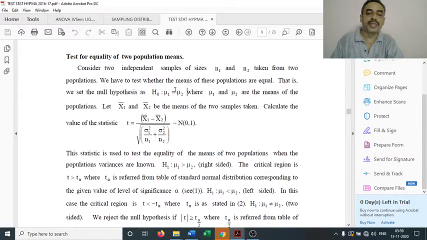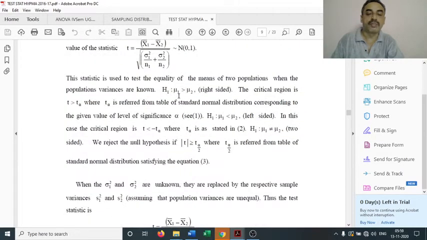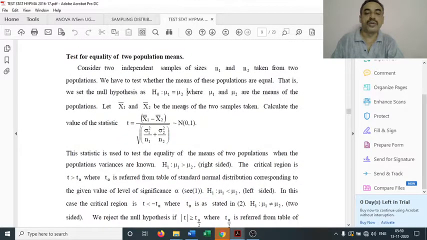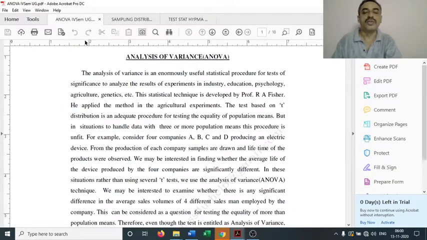One is where the population standard deviations, sigma1 and sigma2, are known; second is sigma1 and sigma2 unknown but samples large in size; and finally sigma1 and sigma2 unknown and samples small in size. In all these cases, our plan was to test equality of means of two populations. But there are many situations where we have to consider equality of means of several populations. For that, we can effectively make use of the technique of analysis of variance.